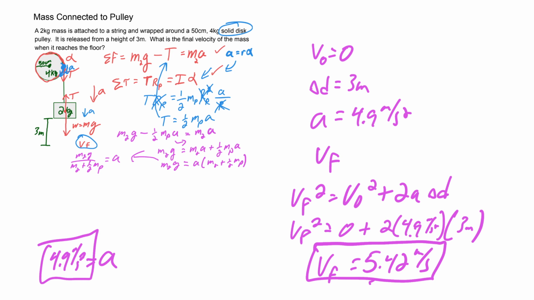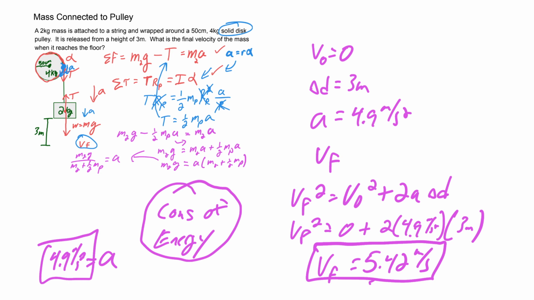So that's the mass connected to pulley problem. Now I'm going to point out there's a secondary way you can solve this problem, and that's using conservation of energy. We will learn how to do this, but if this is just a review video for you, I would go ahead and jump over. I did an identical video like this, using all the same numbers, but using conservation of energy. I'll link to that down below.